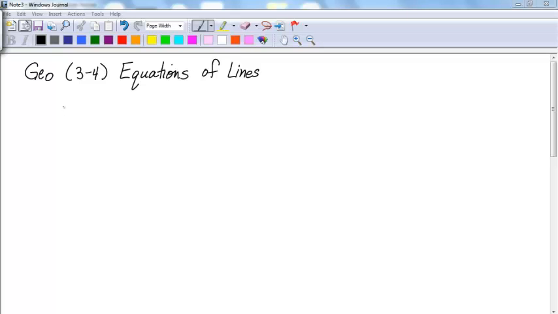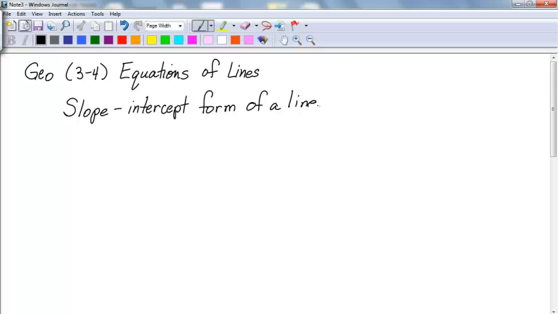Okay, so this is on equations of lines, and the first one we're going to look at is slope-intercept. Spell it right: slope-intercept. It's not intersect, it's intercept, form of a line. Slope-intercept form of a line is y equals mx plus b.